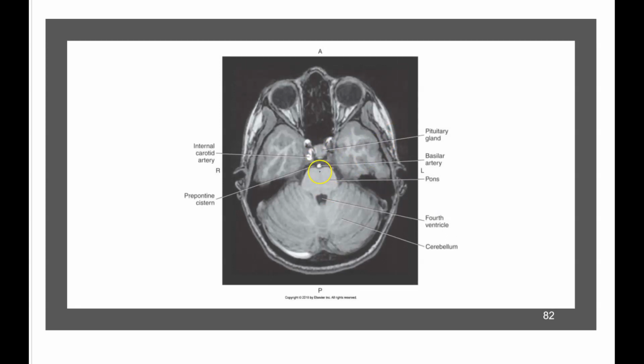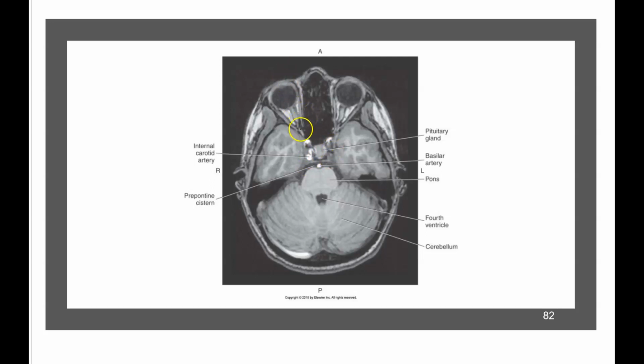Here's your basilar artery. I should have stuck with what I thought. Here is your pons, and here's your cerebellum. Your fourth ventricle is right in the middle there. Here's your internal carotid arteries. So there's one. It's coming up. We just didn't catch it exactly right.